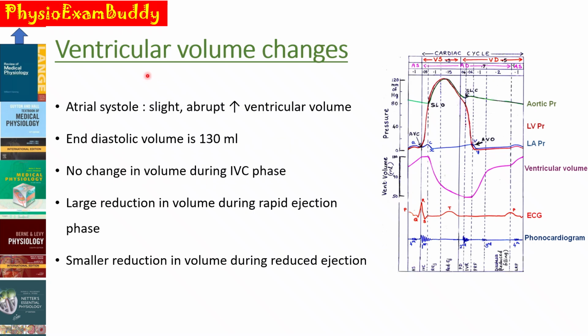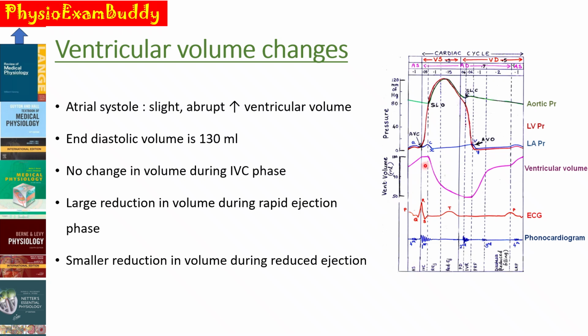Next is about the ventricular volume changes. So here this pink line is the one which is representing the ventricular volume changes in the Wiggers diagram. You can see here that in the atrial systole there is a slight abrupt increase in the ventricular volume, and the maximum end diastolic volume is around 130 ml, and you can see no change in the ventricular volume during the isovolumetric contraction phase.